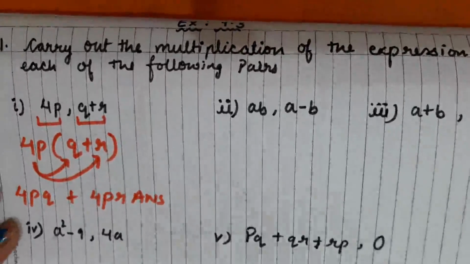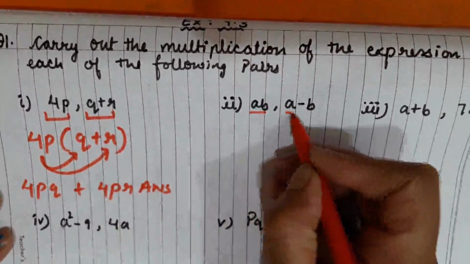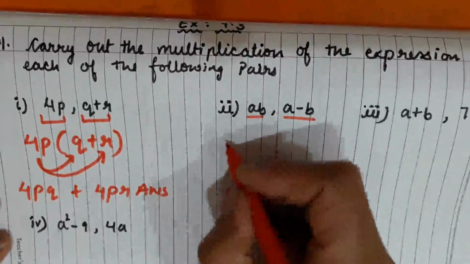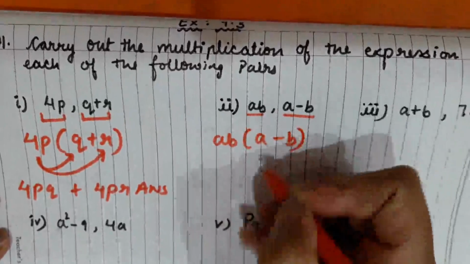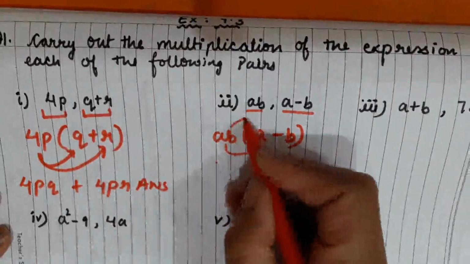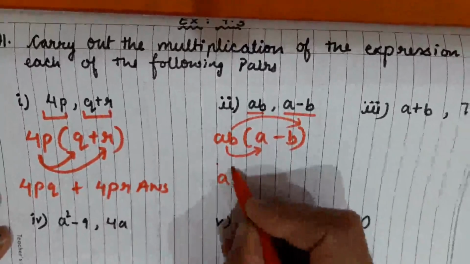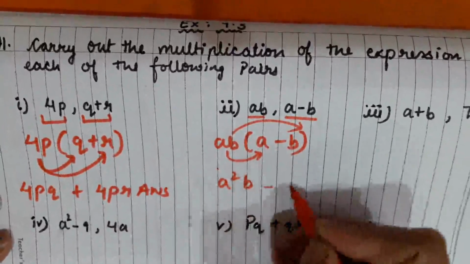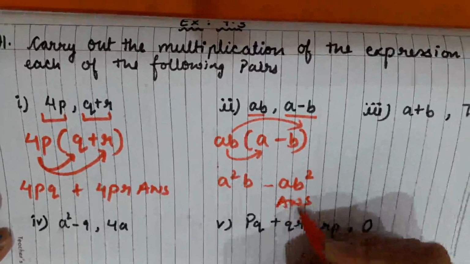Okay, now again AB is one term, A minus B is a binomial expression. AB, A minus B, you can write like this. Now this AB is going to multiply with A also and this AB is going to multiply with B also. Open the bracket. A square B minus A B square. So this will be your answer.